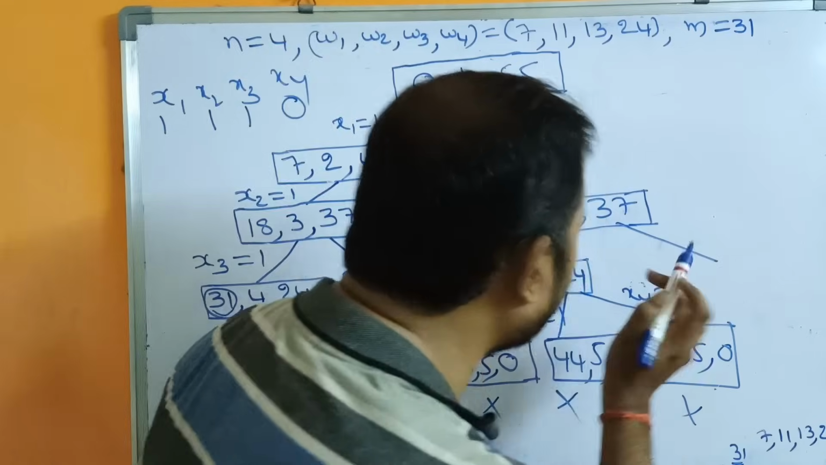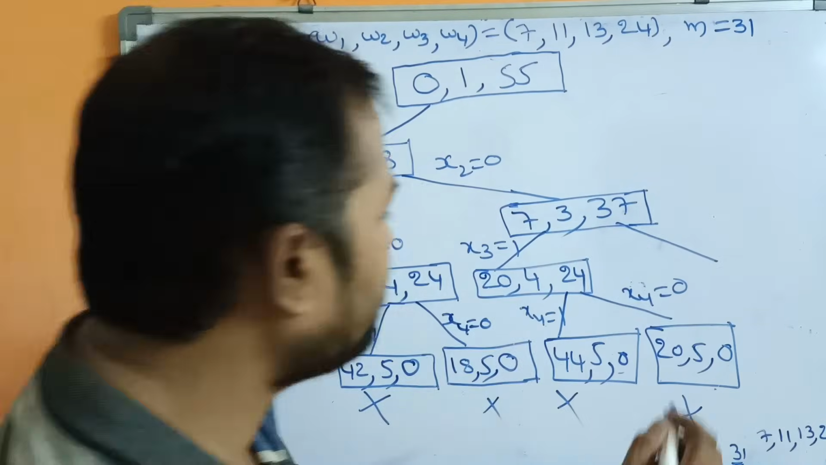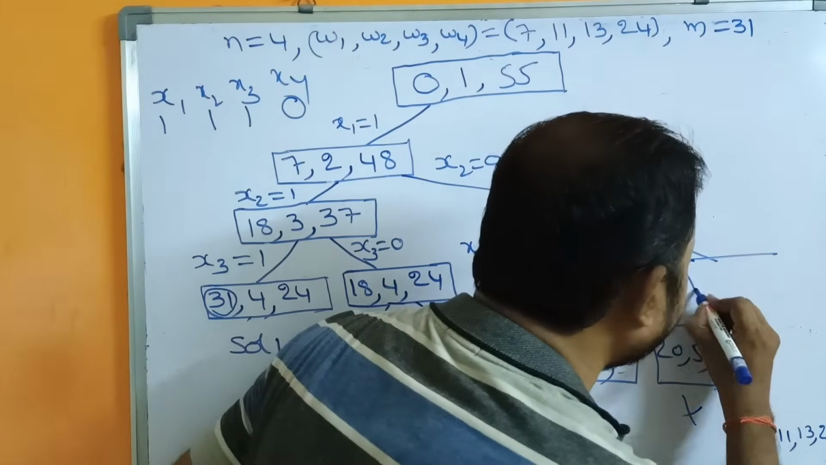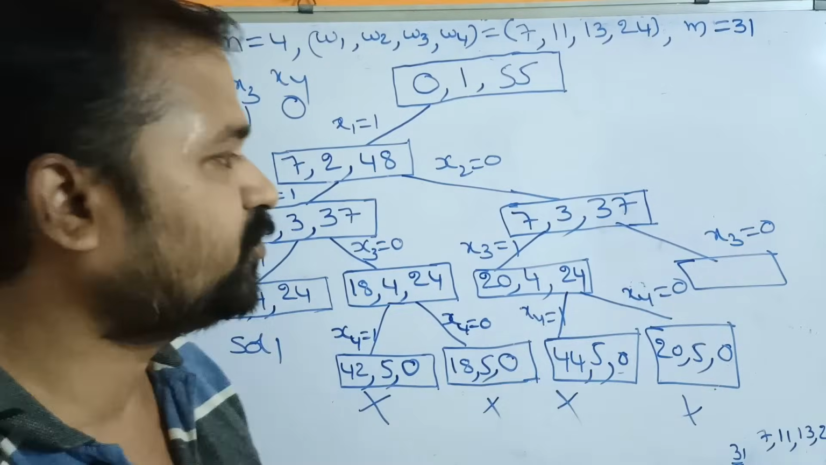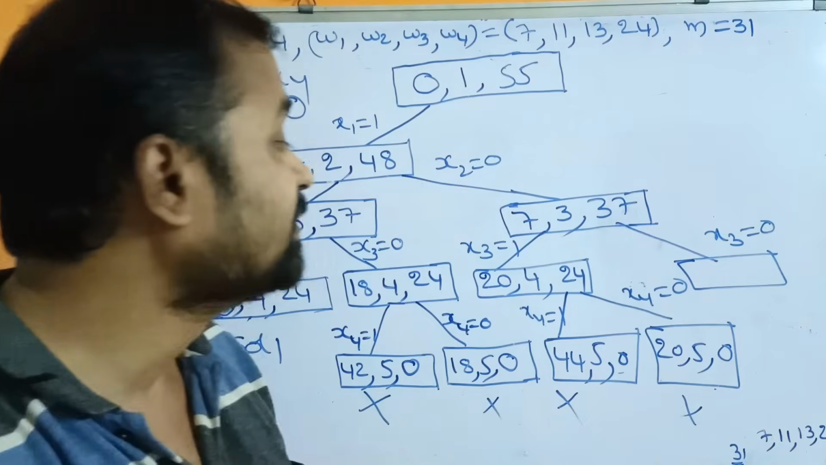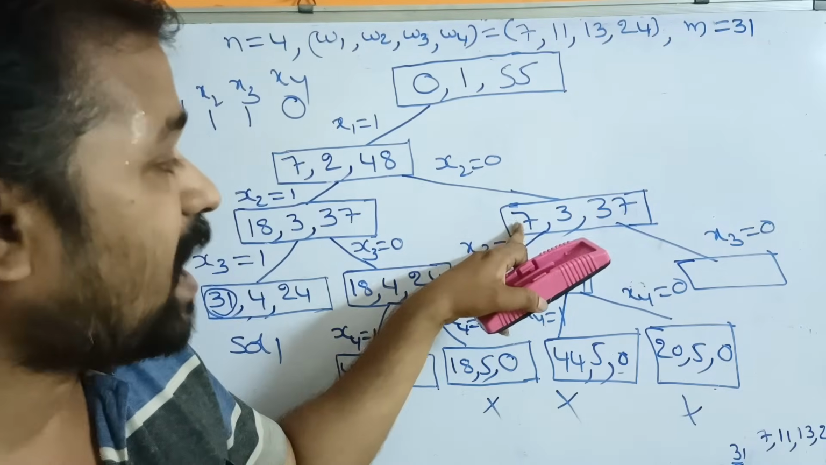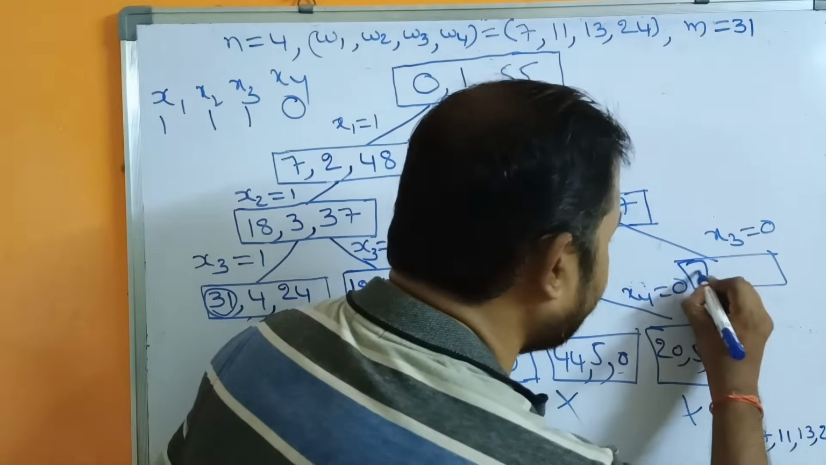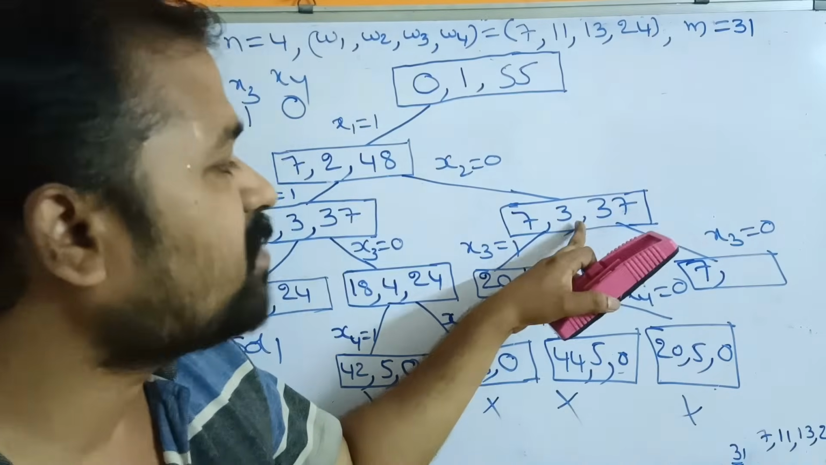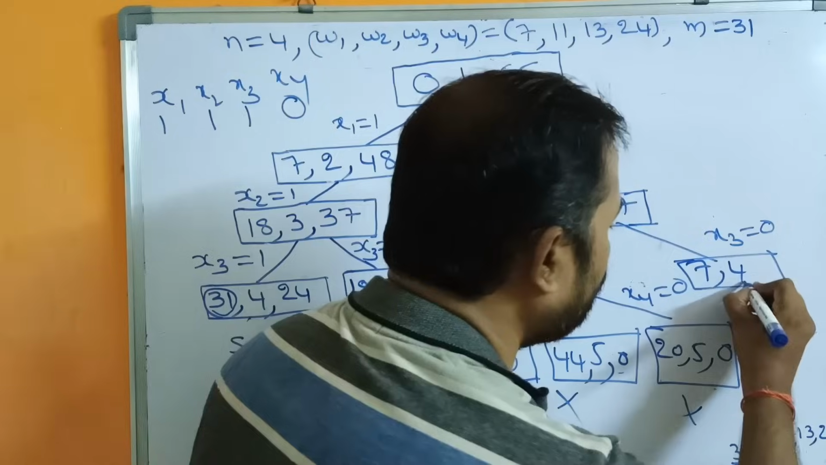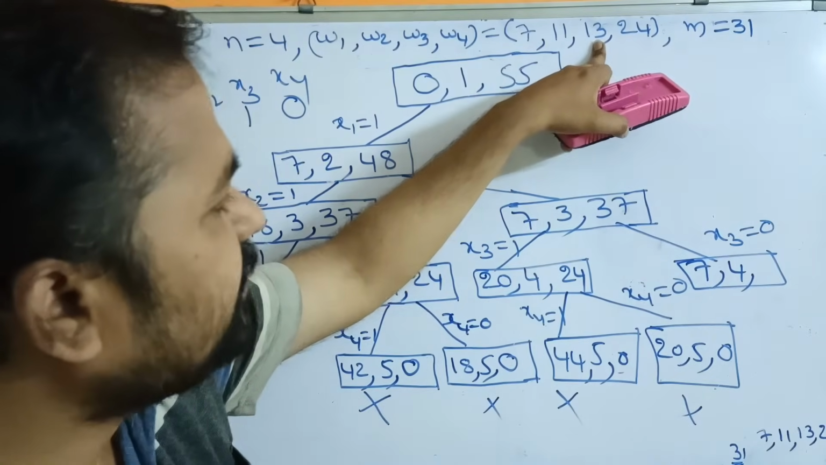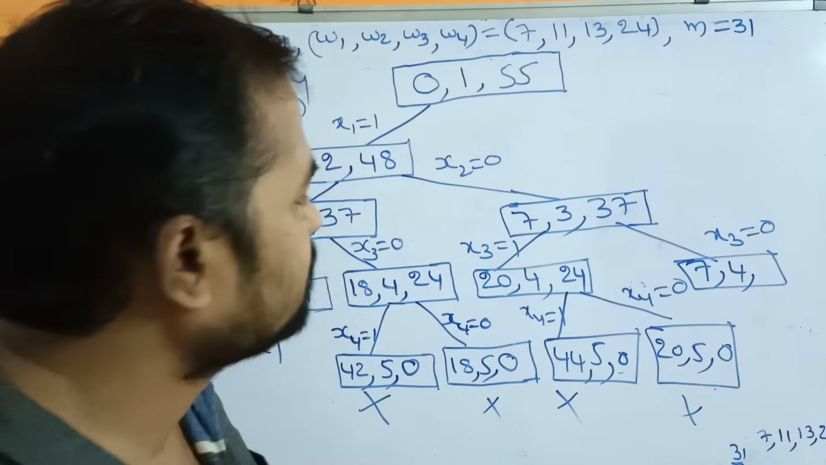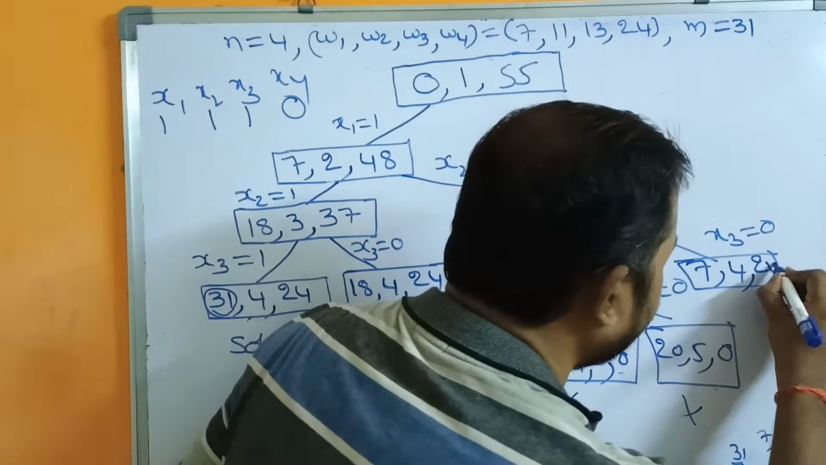Next we have to explore this node. So x3 is equal to 1 is over. Now let us consider x3 is equal to 0. If we consider x3 is equal to 0, that means we are not considering the third object, so we have to write this sum as it is, 7 comma. Next we need to perform the operation on the fourth object, so 4 comma. What is the third object weight? 13. So this 13 should be subtracted from the 37. So 37 minus 13 means 24.